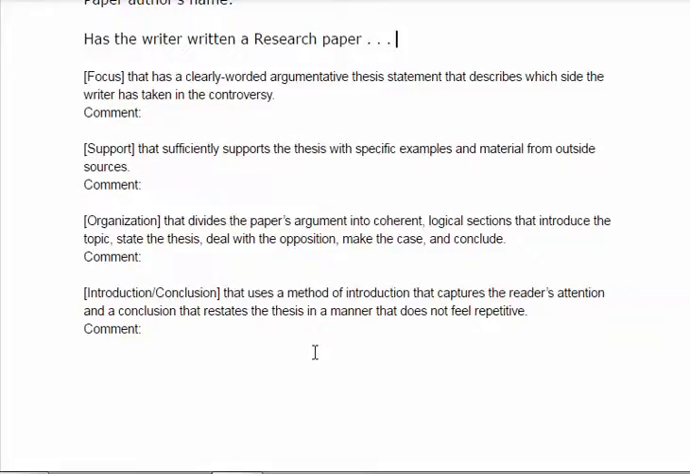look to see if your partner has begun the paper in a way that brings you into it, that gets you excited about the topic. Okay?